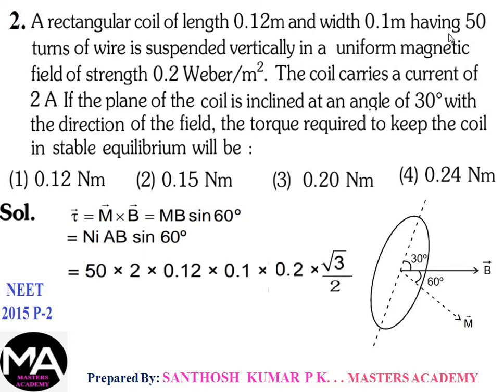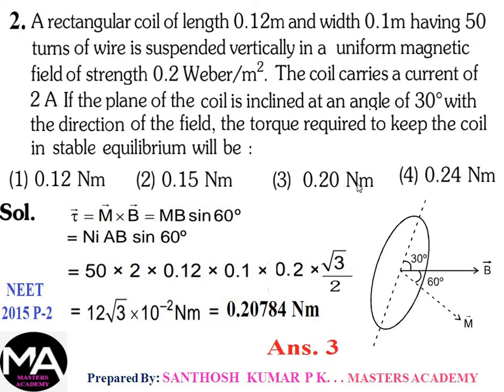So they have given number of turns, it is 50. I, current, 2 ampere. Area is nothing but length into breadth, 0.12 meter into 0.1 meter. And B, the magnetic field is 0.2 Weber per meter square, and sin 60 is root 3 by 2. Therefore on solving we will get 12 root 3 into 10 to the power of minus 2 Newton meter, which is nothing but 0.20784 Newton meter, that is the torque. Therefore the option is the third one, 0.20 Nm.